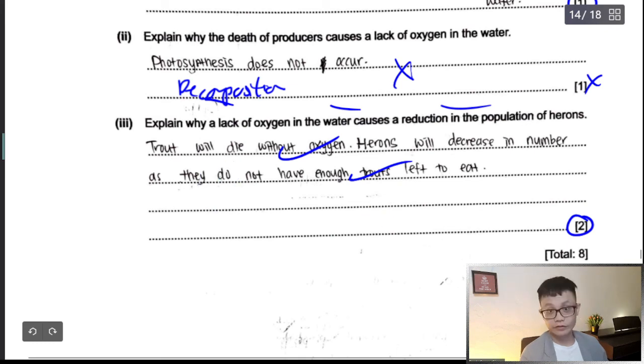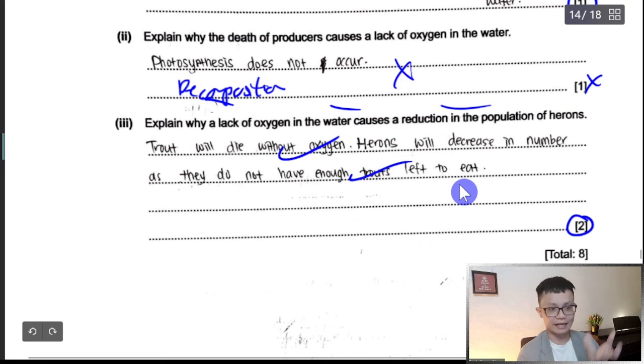So you got 2 marks. One is because no oxygen. Second is because they have nothing more to eat. But you explained very fast, and you must say throat left. Don't just say they have nothing to eat. Explain it properly. Question number 8.